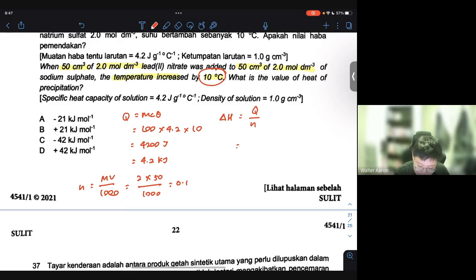So right now, we can just substitute these two values in, 4.2 and 0.1. So 4.2 kilojoules divided by 0.1 mole. So you will get negative 42 kilojoules per mole. Negative because it says here temperature increase, which indicates an exothermic reaction. Exothermic reaction means negative delta H value. So the answer is C.